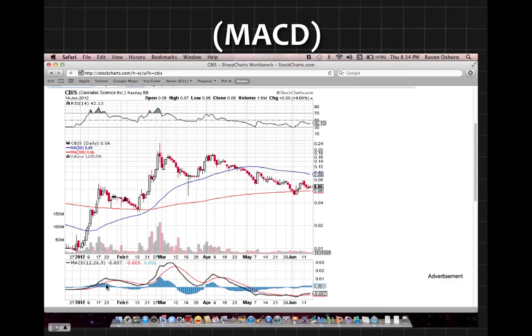And basically what the MACD is, you have two lines. You have the black line and the red line. The black line is called the fast line, and the red line is called the slow line. When the fast line, the black one, crosses above the red one, the slow line, that's a buy indicator, as you can see right here. Now, when the black line falls below the red line, that's your sell indicator, or the stock is losing momentum and the sellers are moving in.